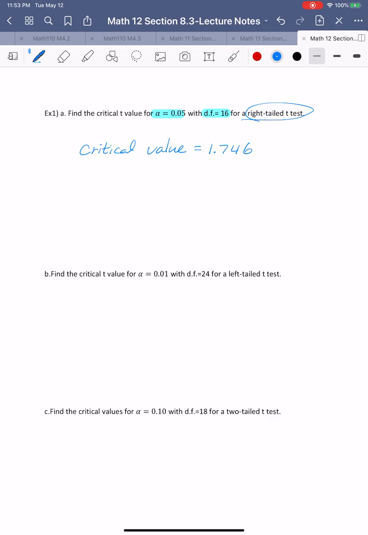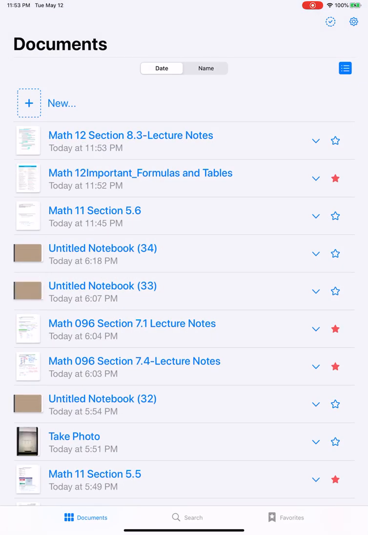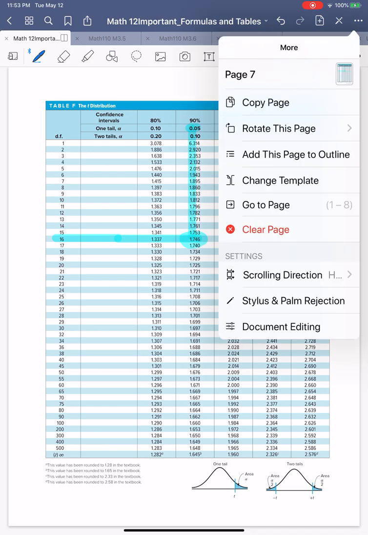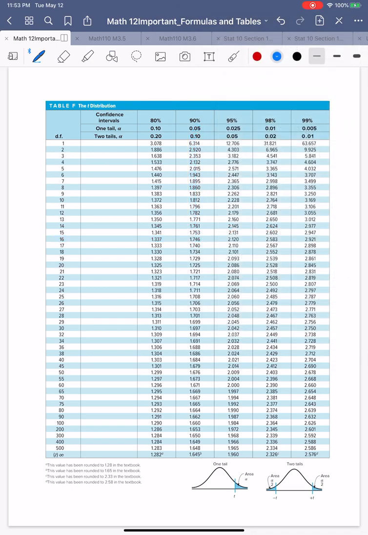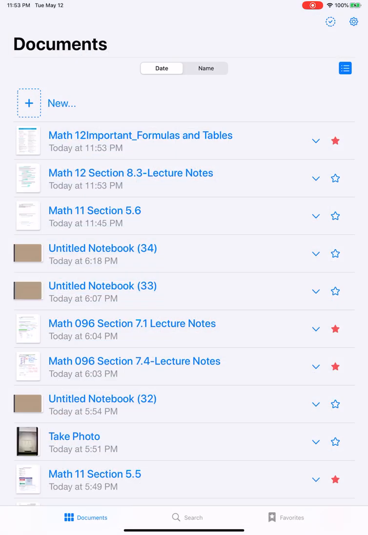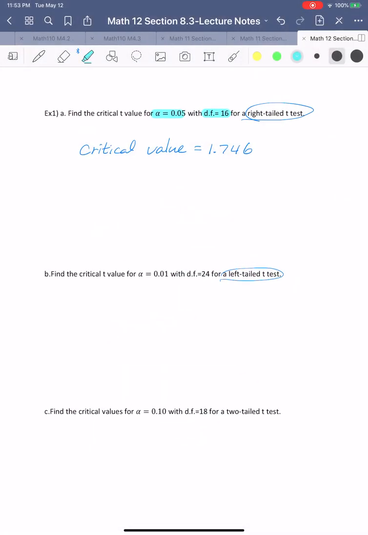Part B: find the critical t-value for alpha equal to 0.01 and degrees of freedom of 24 for a left-tail test. Let's do it again with the table. This time we use 24 degrees of freedom and find 0.01 for one tail. The number I see as the critical value is 2.492. But since this is the left tail, the critical value is going to be negative 2.492.